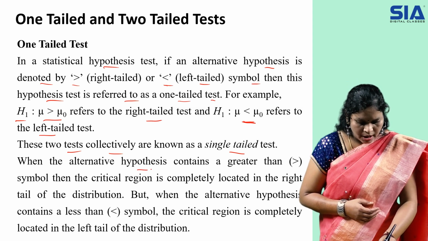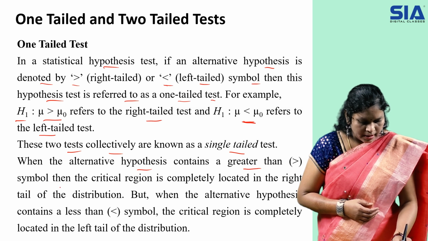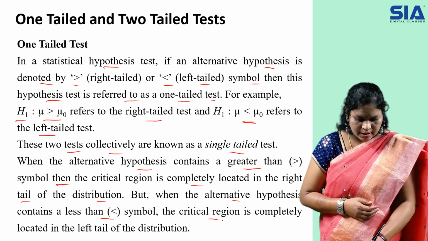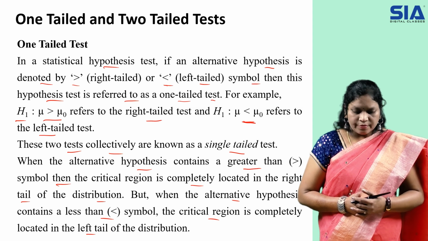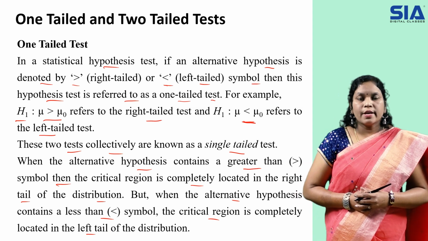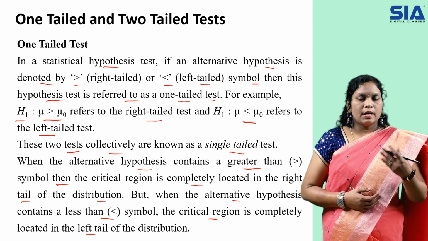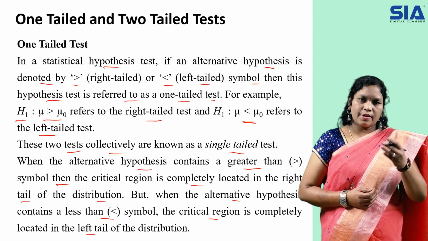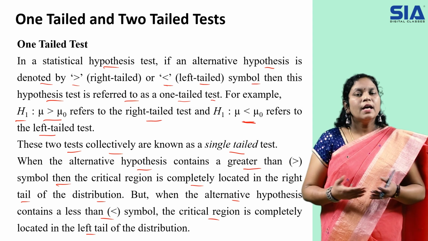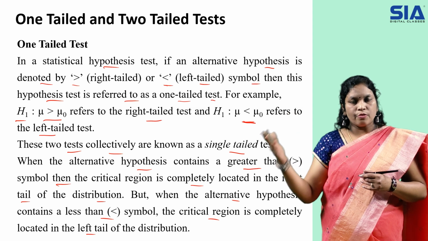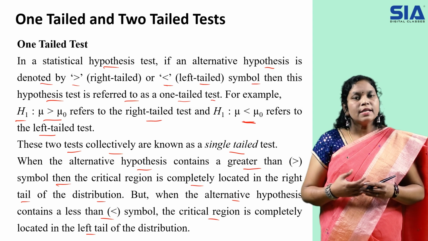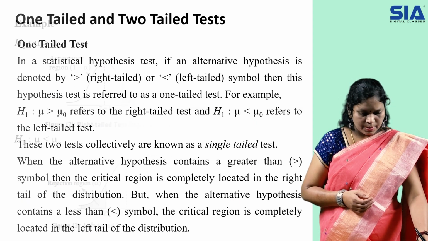Next, when the alternative hypothesis contains a greater than symbol, the critical region is completely located in the right tail of the distribution. But when the alternative hypothesis contains a less than symbol, the critical region is completely located in the left tail of the distribution. Yes, we just discussed that, right? If the critical region alpha falls entirely to the left side of the curve, we call it a left tail test. If it falls entirely to the right side, we call it a right tail test. That's what is specified here.